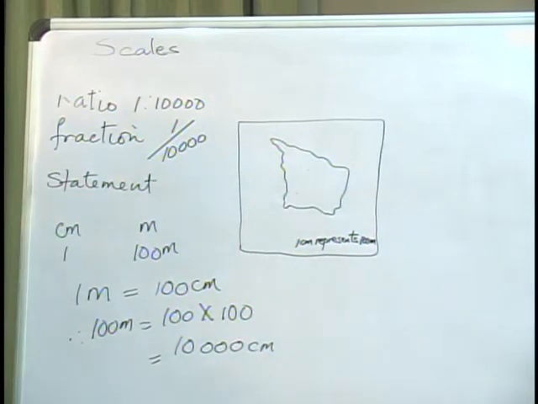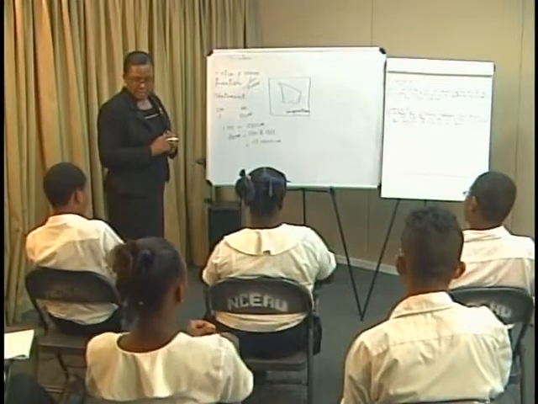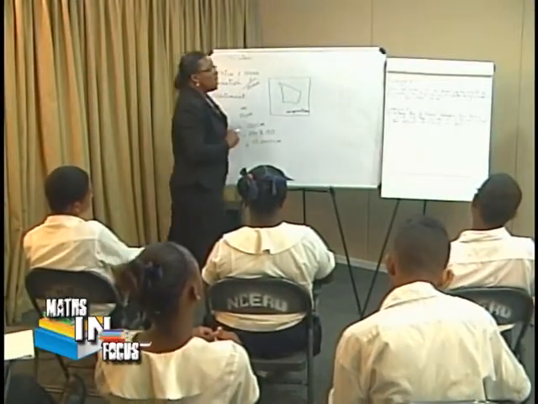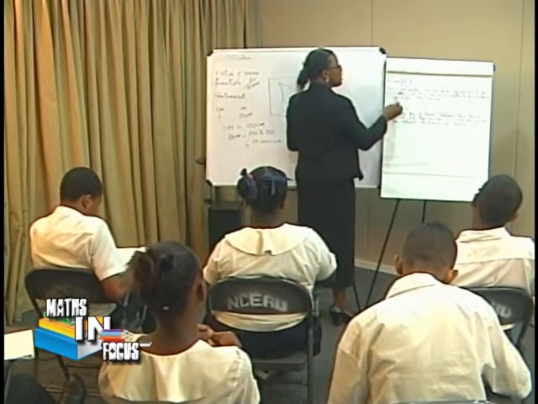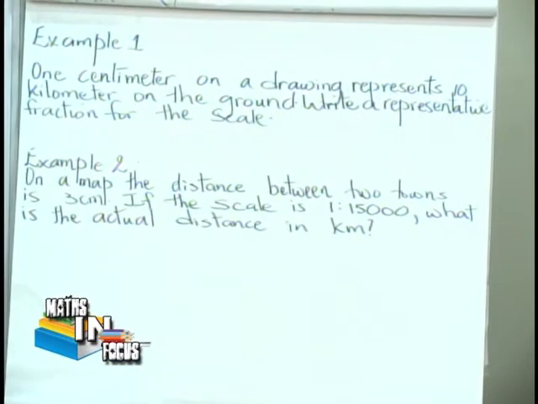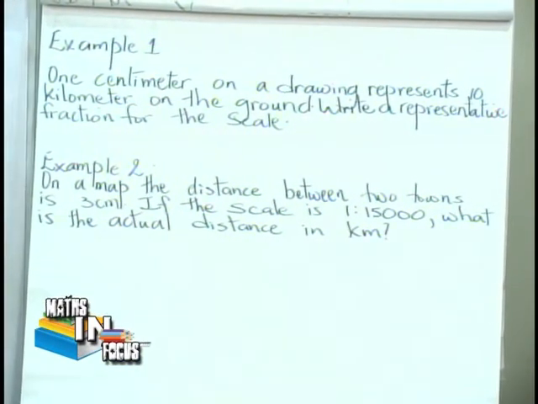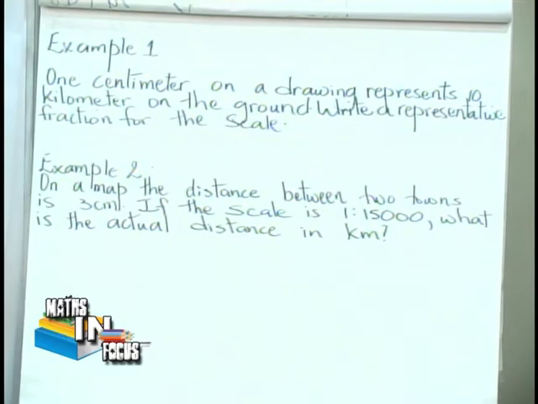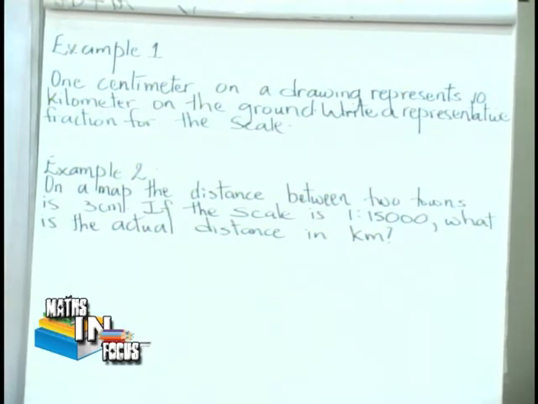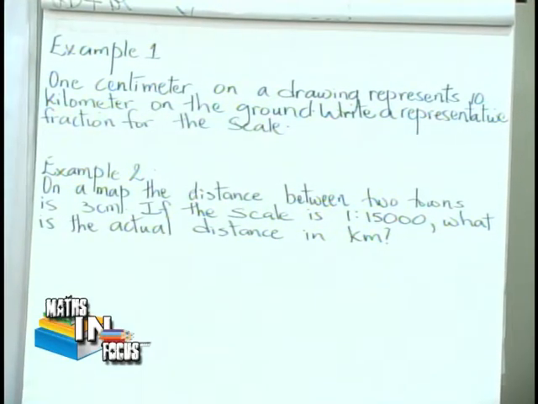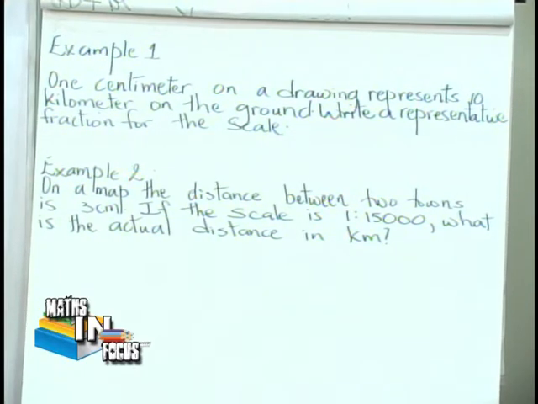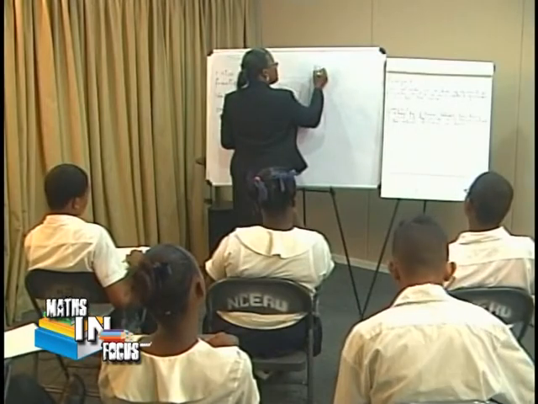Now let us take a question. Example 1 across there. 1 centimeter on a drawing represents 10 kilometers on the ground. Every time we move a centimeter on a drawing, we're actually moving 10 kilometers on the ground. Write a representative fraction for the scale. Now a representative fraction is writing it in fraction form. So we're going to abbreviate representative fraction to RF.